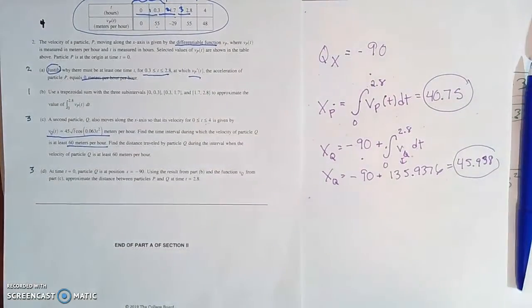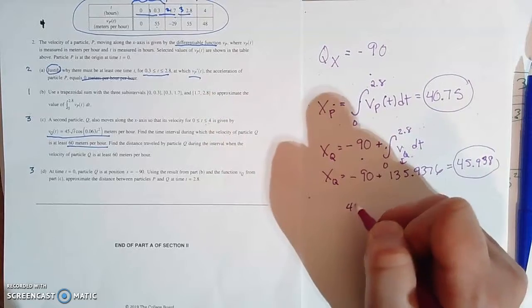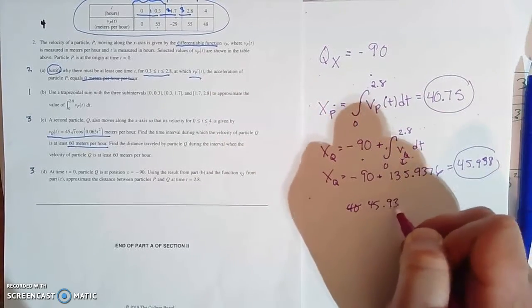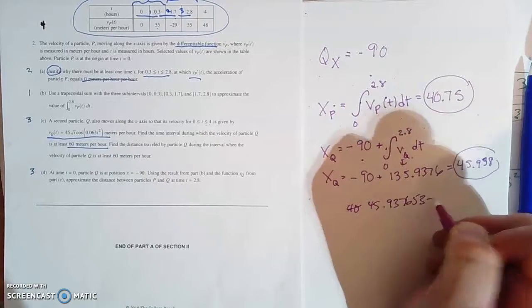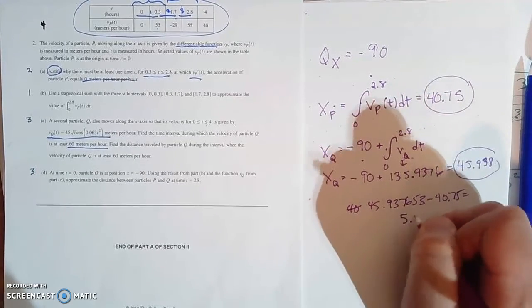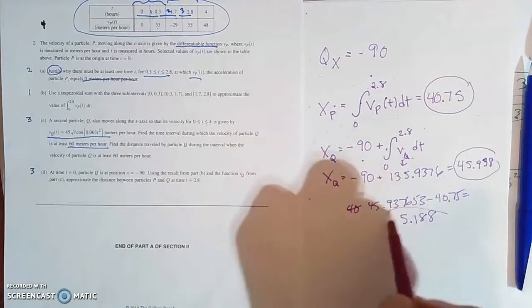Those two are the things that tell me where they are, but the question always has an extra little piece. It's always going to be thinking how far apart they were. If I did those two, I would have gotten 2 points for it. The last thing I have to do is find the distance between them, which is going to be 45.937653 minus 40.75 equals 5.188. Don't put units if it doesn't ask for units, which the problem didn't.